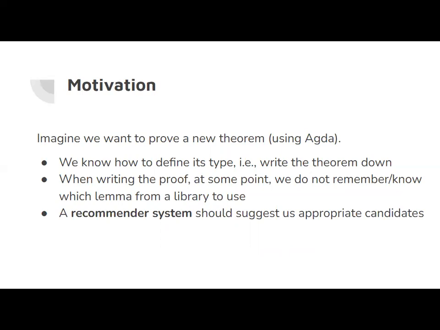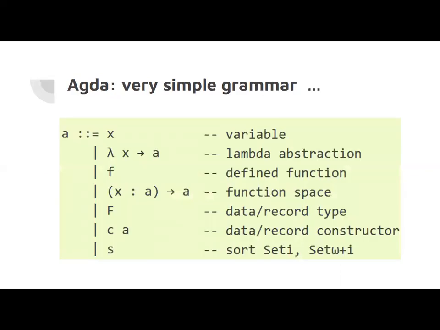So we want to build a recommender system that would suggest to a user appropriate candidates for these lemmas. So appropriate definitions that were already defined prior in some library and that we can use, so as not to repeat everything by ourselves again. And Agda has a very simple grammar.